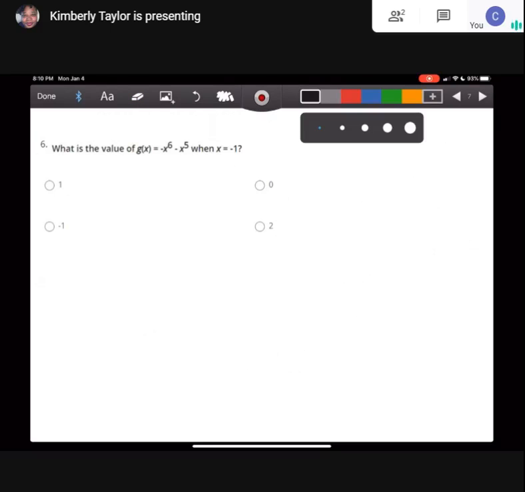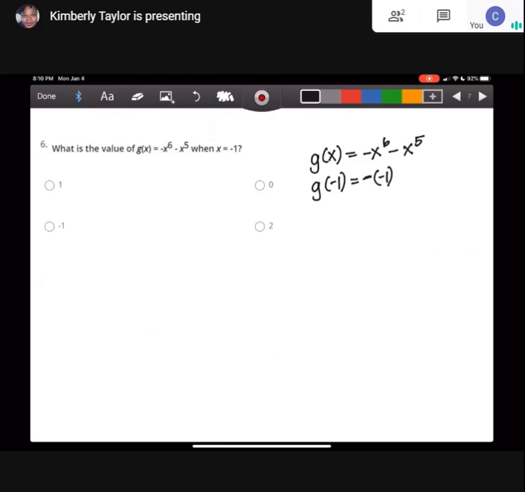Okay, so we got g of x equals negative x to the 6th minus x to the 5th. And they tell you that x is equal to negative 1. So in place of the x, I'm going to put a negative 1. Every time I see an x, you put a negative 1. So I'm going to keep this minus sign, but the x is going to become a negative 1. And I'm still going to put it to the 6th power. Keep the subtraction sign, and this x becomes a negative 1. And it's going to be raised to the 5th power.